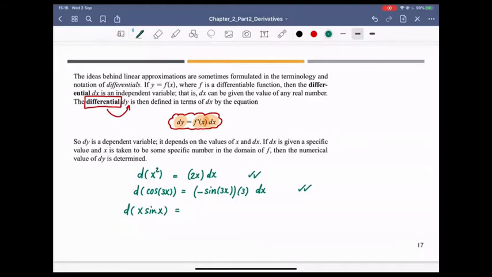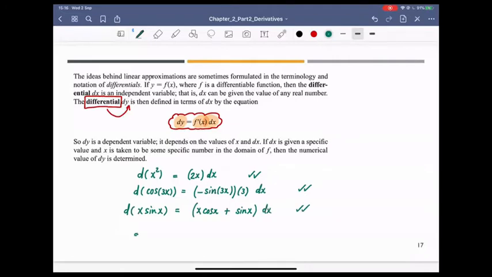And then let's say I have x times sine x, for example. Well, this thing I need to differentiate by using the product rule, right? So it's going to be x, and then I differentiate sine, I get cosine, and then I keep sine x, and then I differentiate x, I get 1, and then this dx.